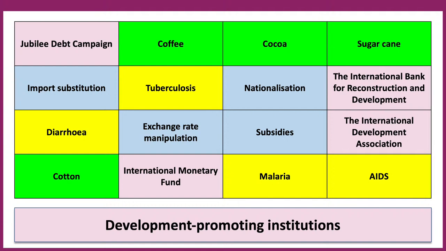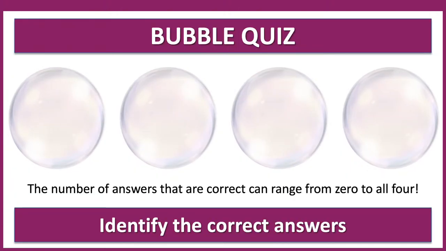So on to Isabel for the bubble quiz. Yeah, some great work there. Now on to the bubble quiz, the more sophisticated cousin of the multiple choice question. So like a multiple choice question, we'll give you a question with four possible answers. However, it might be that none of them are correct. It might be that one of them is correct, or two or three, or it could be that all of them are correct.